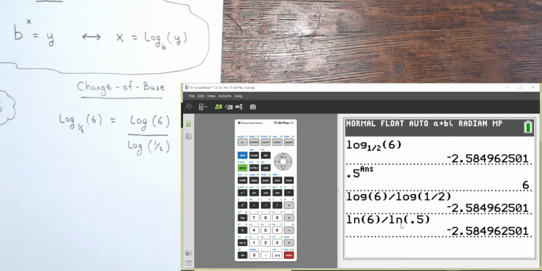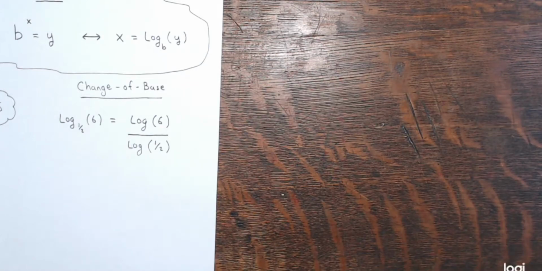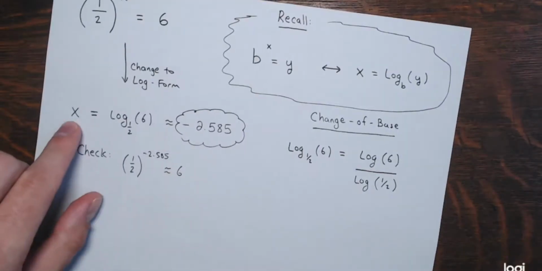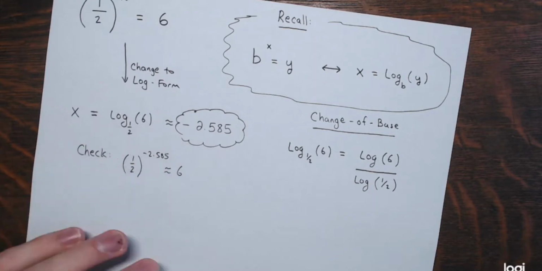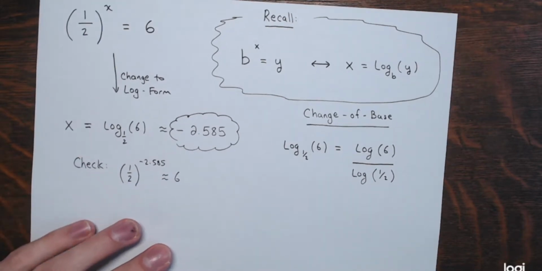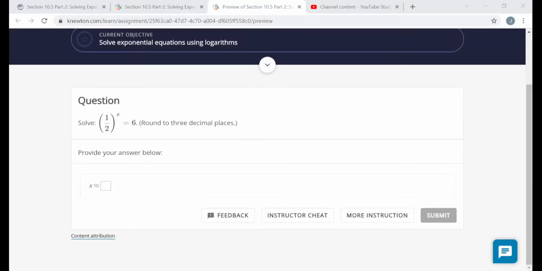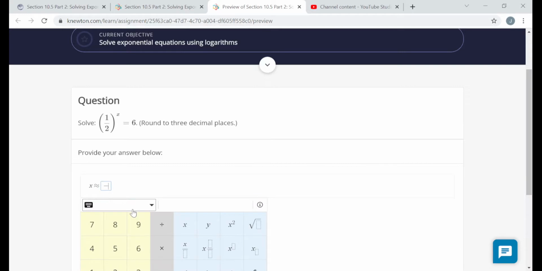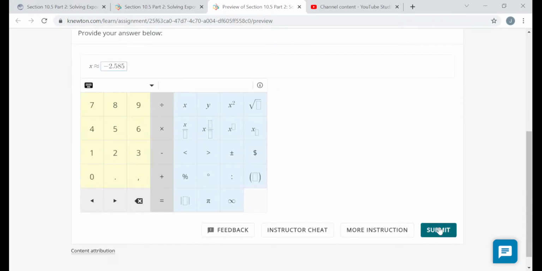Either way you do this, the result rounds to your solution x being approximately negative 2.585. So that's what I'm going to be entering here. You see they have the little approximately equal to symbol. Negative 2.585 when rounded to 3 decimal places.